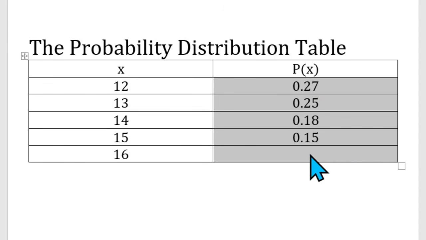In other words, if one probability is unknown, let us just add all the given probabilities and subtract the sum from 1 to get the unknown probability. Let us have 0.27 plus 0.25 plus 0.18 plus 0.15 is equal to 0.85, and 1 minus 0.85 is equal to 0.15. Thus, we now found the missing value of the probability in our distribution table.